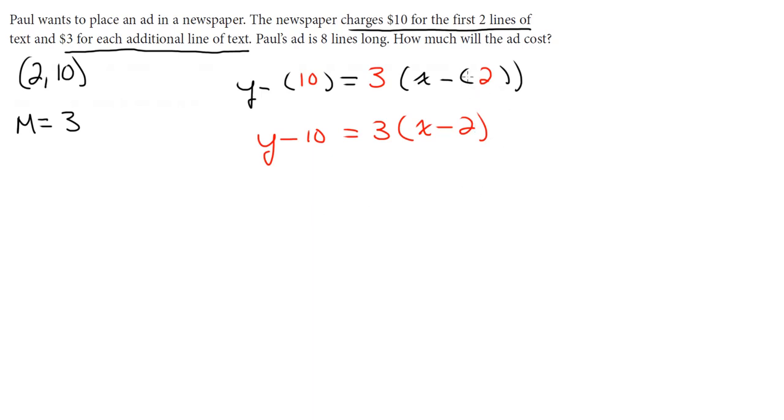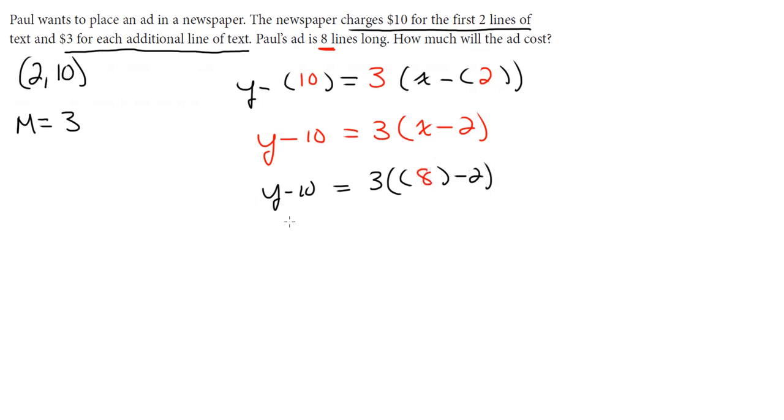Now we can answer the question, how much will Paul's ad cost if it's 8 lines long? So remember, the number of lines is our input, that's our x value. So now we're going to substitute this 8 here for this x. So it looks like this. So y minus 10 equals 3 times, now parentheses for this x, minus 2. We plug in the 8.